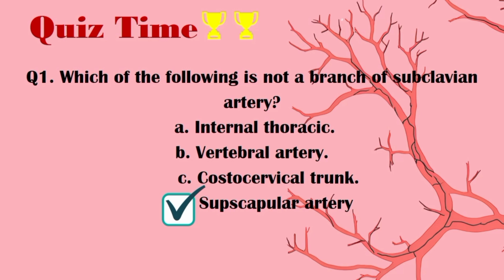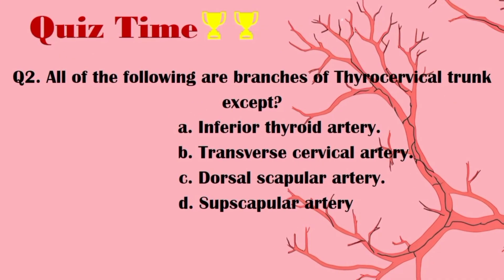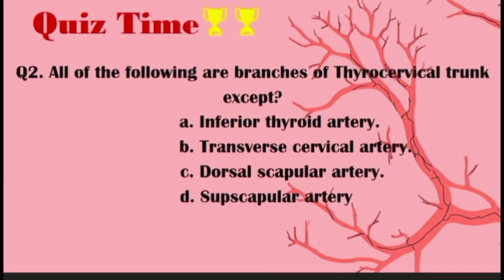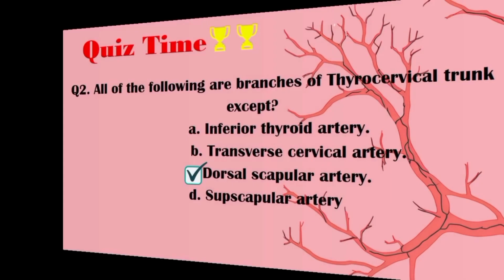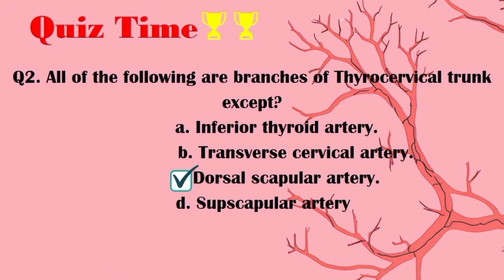So here comes your second question. All of the following are branches of thyrocervical trunk except. Your options are inferior thyroid artery, transverse cervical artery, dorsal scapular artery, and suprascapular artery. So, what's the answer? Yes, dorsal scapular artery is not a branch of thyrocervical trunk. It's actually from the third part of subclavian artery.